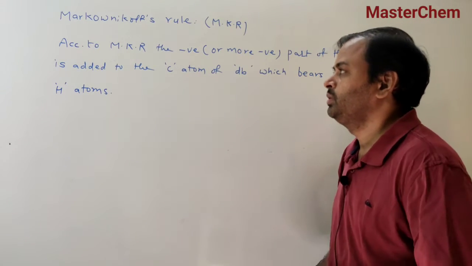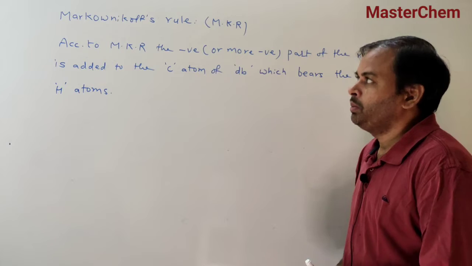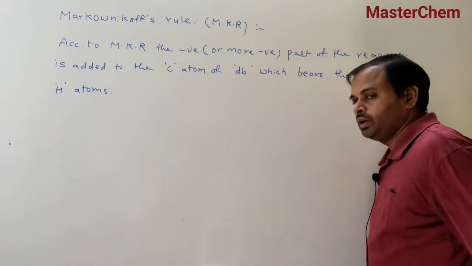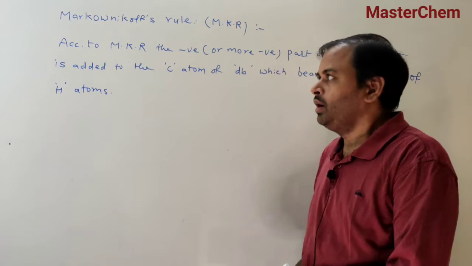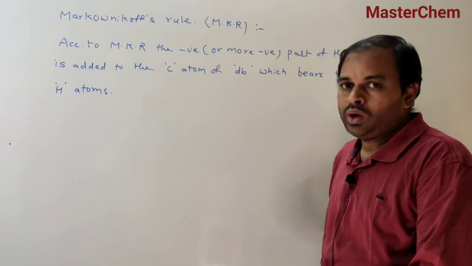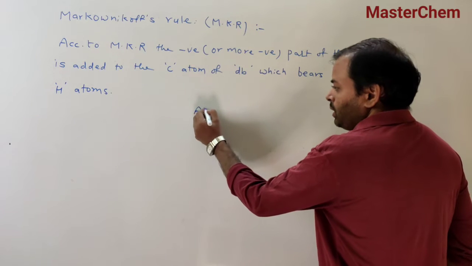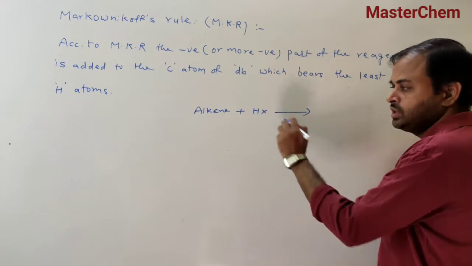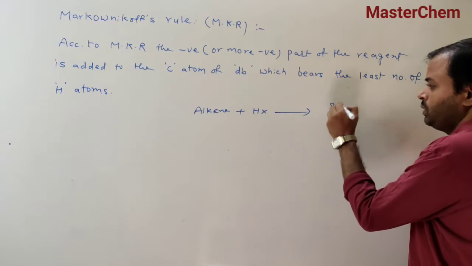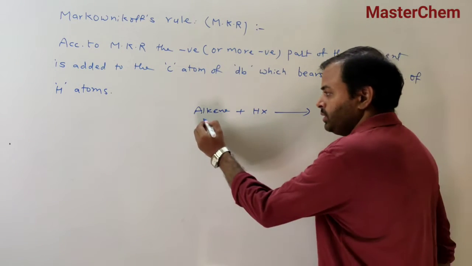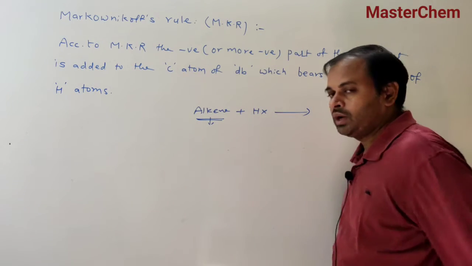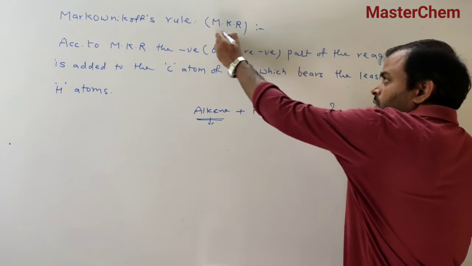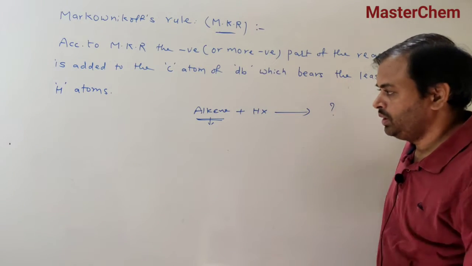In this session, we are going to discuss Markovnikov's rule, a very important rule, to predict the compound formed by the alkenes by hydrohalogenation, that is, with HX. So what is the product formed based on this alkene, whether it is symmetrical or unsymmetrical? That is governed by Markovnikov's rule, a very important one.